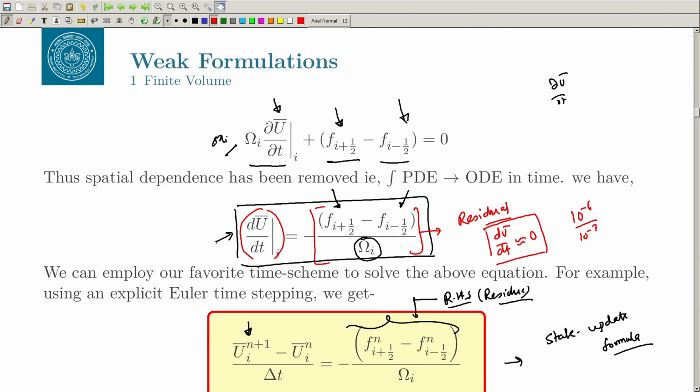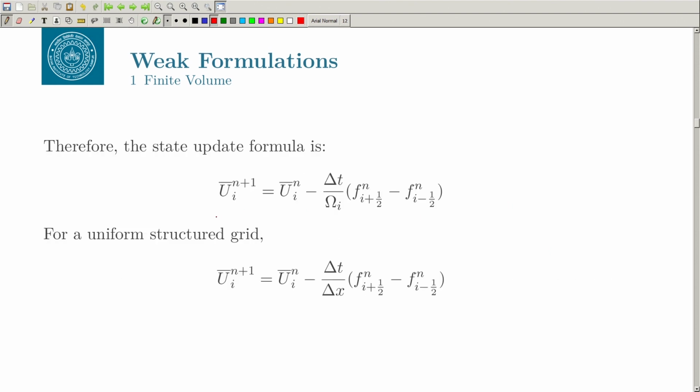If you use this time marching scheme, where you have this on the left hand side, you can keep on measuring the residue, and as it goes to a very small value, you can say that my solution is converged. But this is only for steady state. If it is unsteady, then you know that my del u by del t is not 0 here. Still the definition remains the same: you have got the residual and you have got the time dependent term on the left. So, this is our final state update formula.